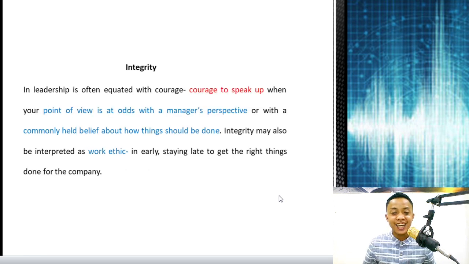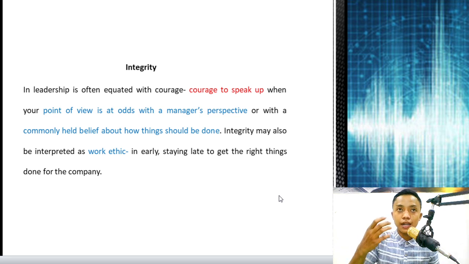Okay? Integrity in leadership is often equated with courage. Courage to speak up when your point of view is at odds with a manager's perspective or with a commonly held belief about how things should be done. Integrity may also be interpreted as work ethic, in early, staying late to get the right things done for the company. Integrity, you have the courage to speak up kung may mga bagay na hindi ka kauyon.